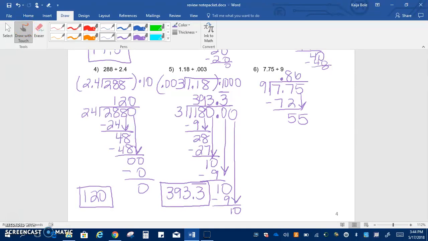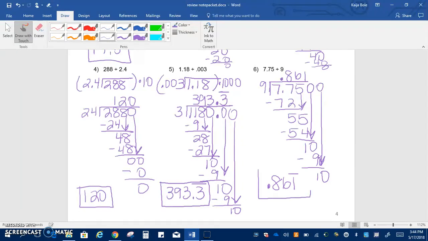That would be 6. So I subtract 54. I'm left with 1. And now I need to bring down a 0. One group of 9 goes into 10, so I subtract 9, and I'm left with another 1, which means I bring down another 0. So again, I'd have a repeating decimal, so my answer would just be 0.861 repeating. Okay, so that's all we're going to do for the video, and then we'll do some more practice in class together.